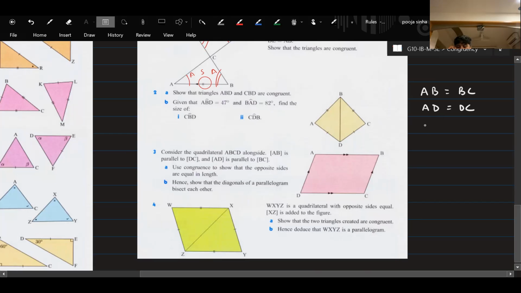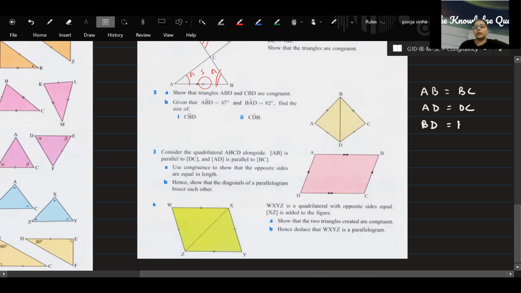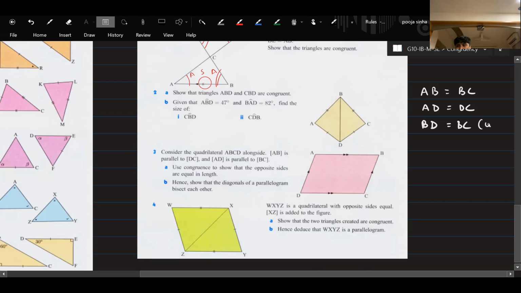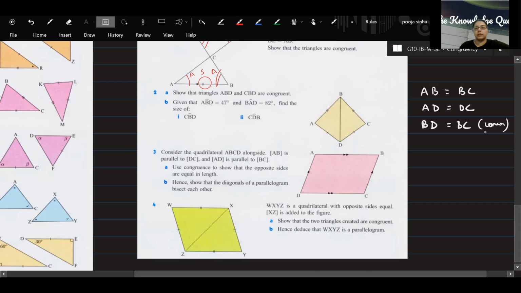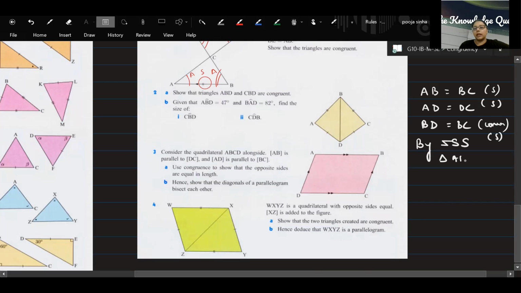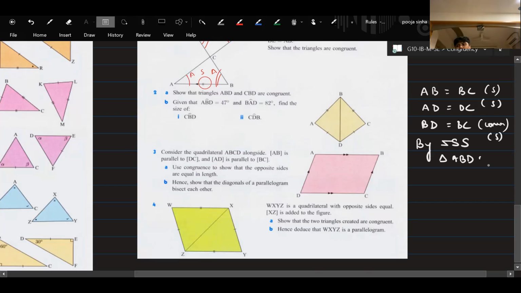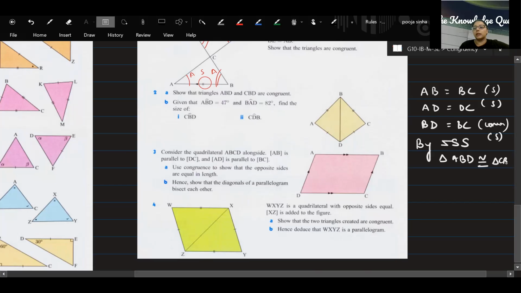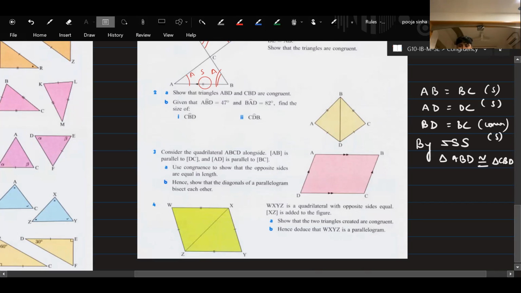Isn't BD used for both triangles, so it'll be equal? BD is equal to BD because it is common to both the triangles. So it is a common side. Okay, so now I have BD equal to BD. Side, three sides, right? So what congruency rule do I call it? By SSS. Which triangle? Triangle ABD is congruent to triangle CBD. Correct? Yeah. Got it? Okay.